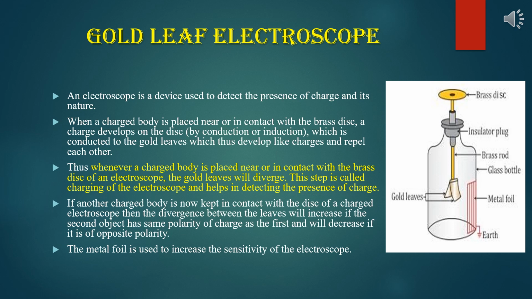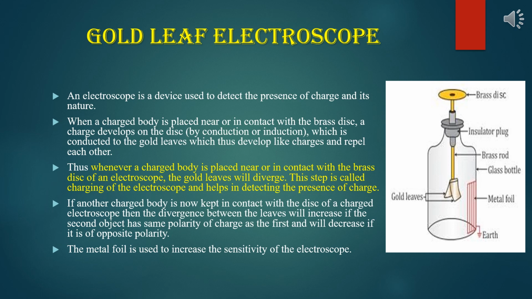Simple. Now the question is how to understand whether it is positively charged or negatively charged. For that we have to use two steps. Firstly, suppose I know that the first rod, the glass rod, was positive. So when I touch it, the leaves get diverged, right? Now if I bring in another rod, I don't know whether it is positive or negative, but if it is positive, what will happen? The disc will become more positive. So the divergence between the gold leaves will increase.